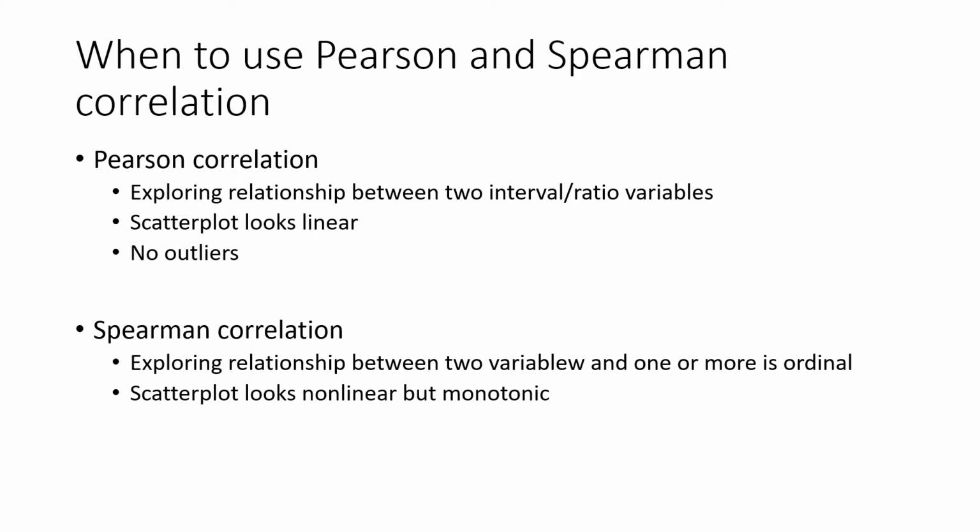Spearman, you're going to use if one of the variables is ordinal. So if one is interval and the other is ordinal, Spearman. If one is ratio and one is ordinal, Spearman. If both are ordinal, Spearman. The other situation you're going to use a Pearson correlation is when you have a scatterplot that looks linear. And if the scatterplot doesn't look linear, it's nonlinear but monotonic, then you'll use Spearman. And I'll show you a graph of this later in the slides.